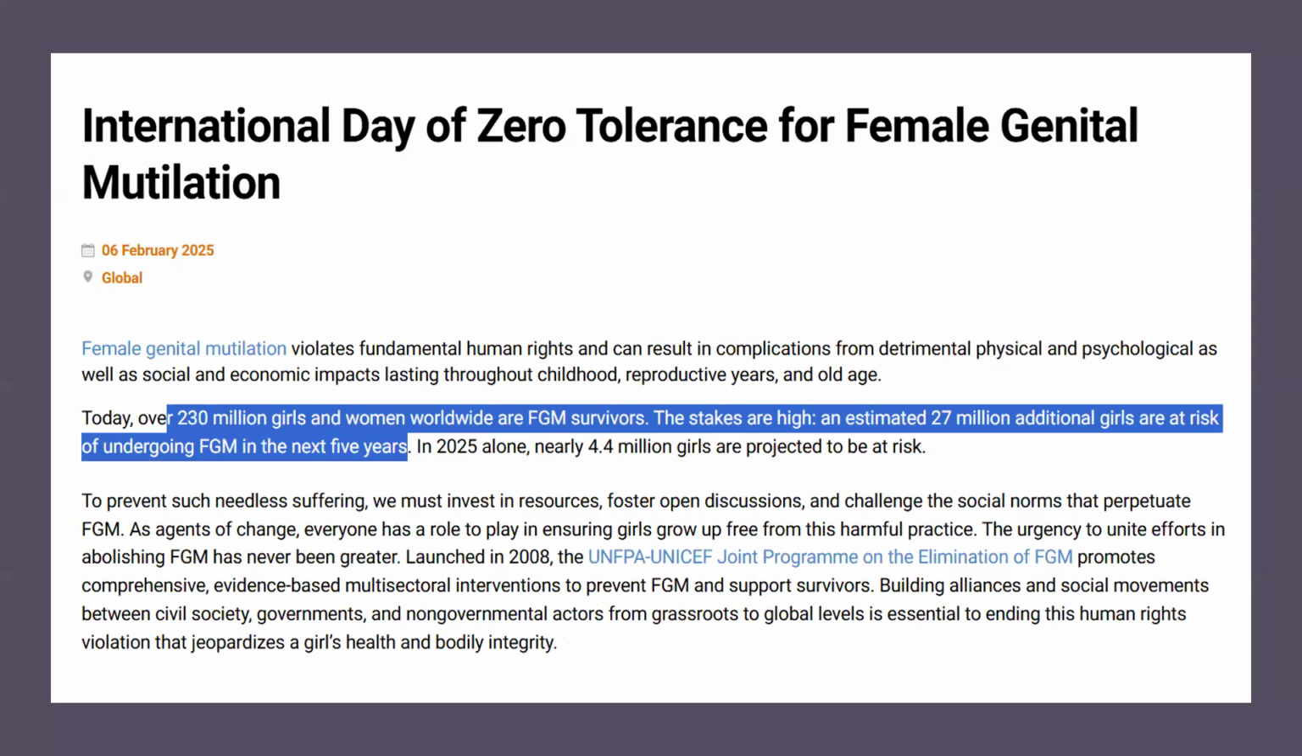This is another statement which was published on 6 February 2025, which is the International Day of Zero Tolerance for Female Genital Mutilation. Female genital mutilation violates fundamental human rights and can result in complications with detrimental physical and psychological as well as social and economic impacts lasting throughout childhood, reproductive years, and old age. Today, over 230 million girls and women worldwide are FGM survivors. The stakes are high. An estimated 27 million additional girls are at risk of undergoing FGM, or female genital mutilation, in the next 5 years.